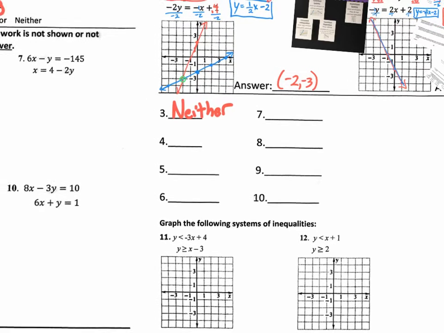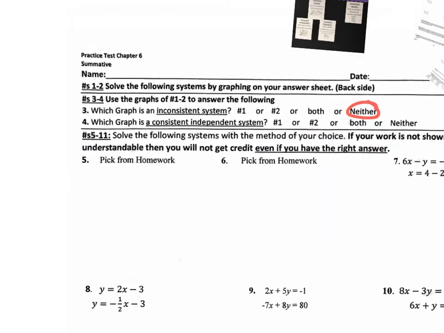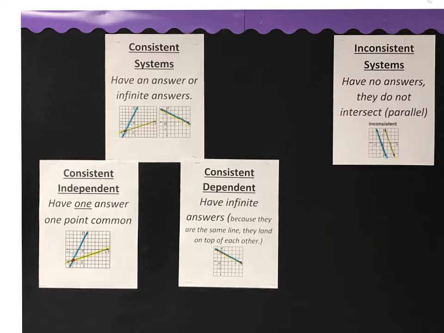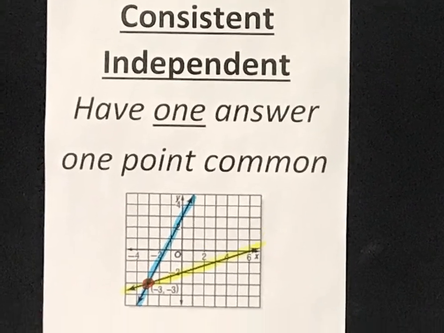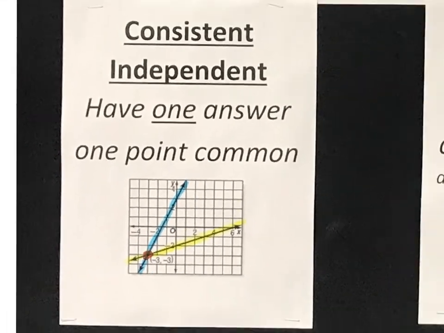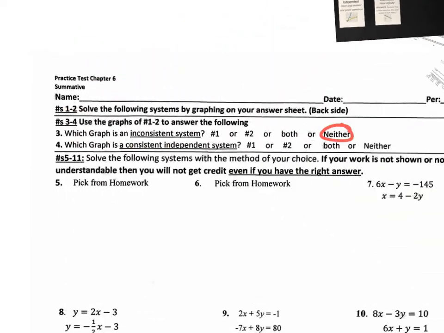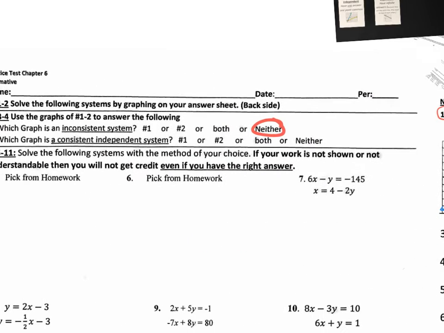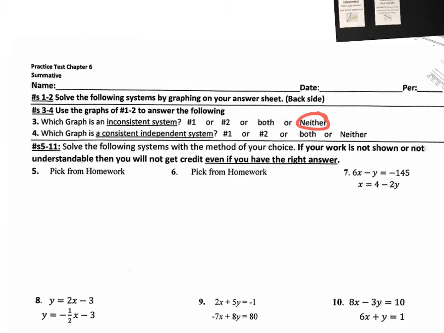Okay, let's move on to question number 4. Number 4 says, which graph is a consistent independent system? On the word wall, consistent independent has one answer, one point in common. So which one was that from our answers over here? It's number 1, right? Consistent independent, that's number 1. Consistent dependent is the other. So the answer to which graph is a consistent independent system is number 1.